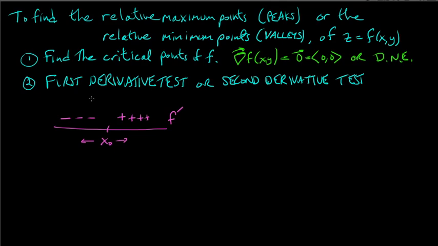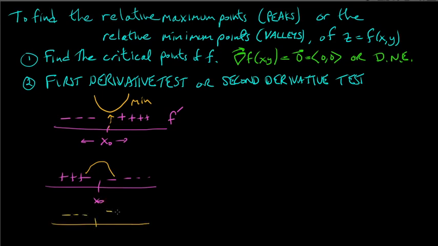Because remember, when the first derivative is negative, you're decreasing, and when the first derivative is positive, you're increasing. At x0, that's exactly where it changes, from decreasing to increasing, and that tells you you have a minimum. If you reverse it, and you go from a positive derivative to a negative derivative, now you know that you have a relative maximum. And if the sign does not change, if it goes from negative to negative or positive to positive, then you have neither a minimum nor a maximum. Okay, so that was the first derivative test from Calc 1. Hopefully you remember it.